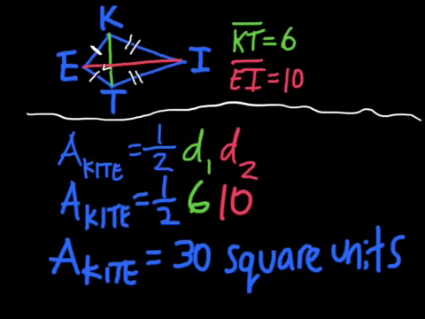In our problem, diagonal 1 is 6 units, and so I plug that in. Diagonal 2 is 10 units. I plug that in as well. Basically I'm just filling in the blanks to the formula and then calculating it out. Remember, for area, it's in square units. It might be square centimeters, square inches, but it's 30 square units for this particular figure. So basically I just did 6 times 10 and divided by 2.